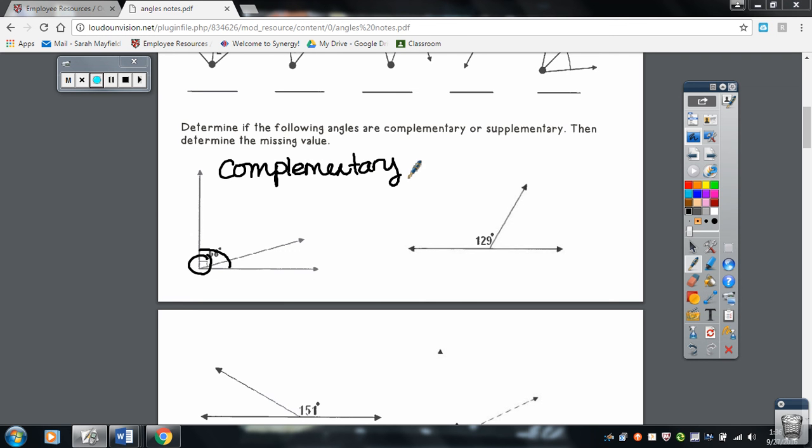So if this angle right here is 60 degrees and the whole thing is 90 degrees, how do I find this angle right there? Well, 90 minus 60 equals 30 degrees. That's my missing angle. Okay. Look at the next one, complementary or supplementary.